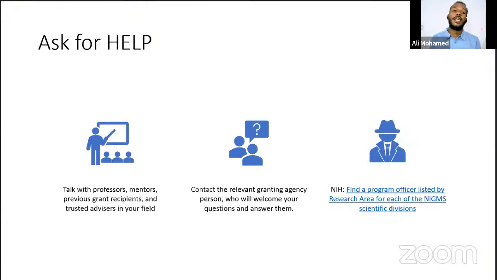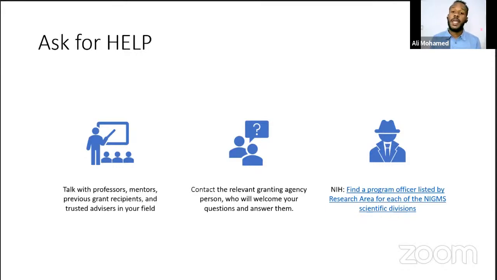Don't be shy to ask for help. Talk with professors, mentors, previous grant recipients, and trusted advisors in your field. This will help you to learn more about what successful grant proposals look like and to get feedback from them. If you have any doubts or questions, you can contact the relevant granting agency person who will welcome your questions and answer them.